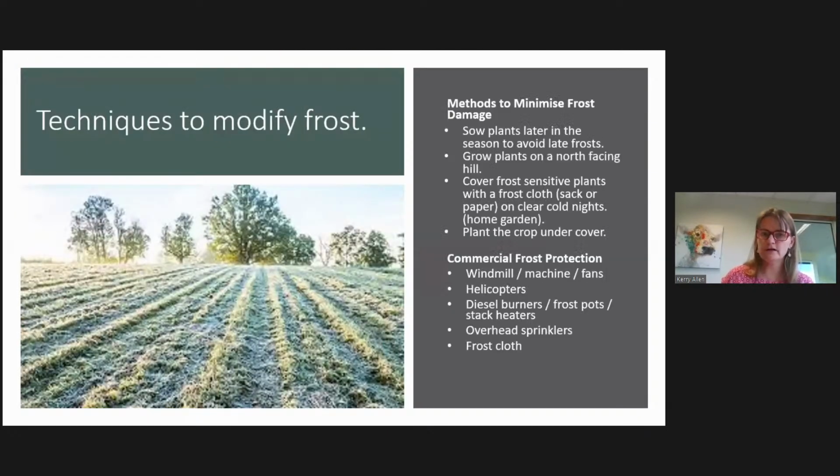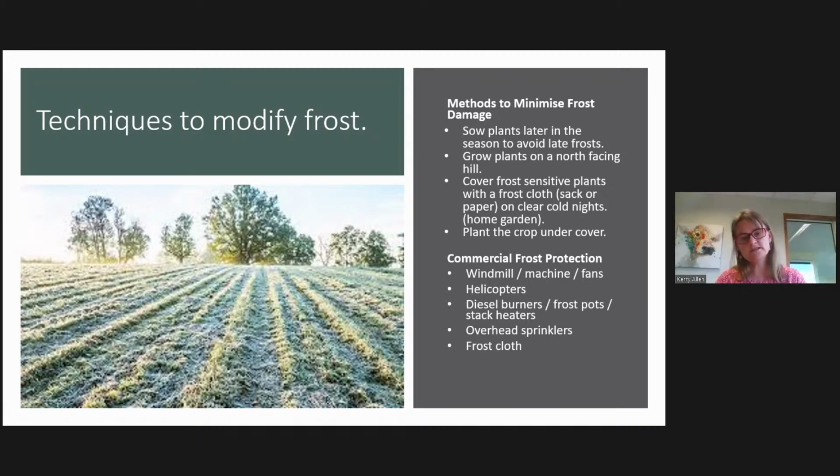Okay, modifying frost. So here you try to minimize it firstly. So this is to do with where you plant your crops. If you want a frost-free place, plant in Northland because they don't get very many frosts, if any at all. So where you grow them will play a big part. So that's north-facing slopes. Often plant them later so they're not going to get frost. That's why maize is usually planted at the end of October, depending on where you are in the country, because if it's too early it'll be hit by frost, and they're frost sensitive when young.